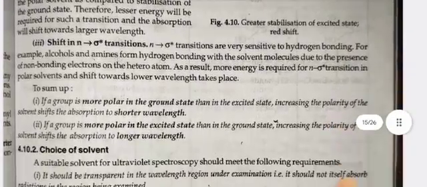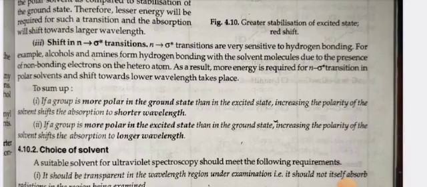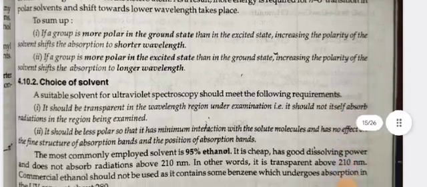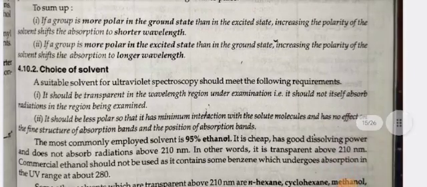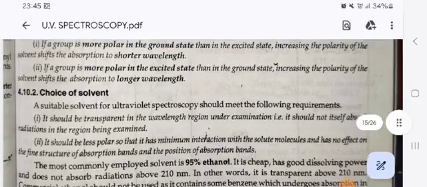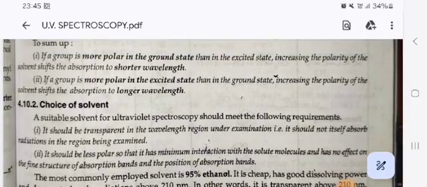Shift in n to pi star transition. n to pi star transitions are very sensitive to hydrogen bonding. For example, alcohols and amines form hydrogen bonds with the solvent molecules due to the presence of non-bonding electrons on the heteroatom. As a result, more energy is required for the n to pi star transition in the polar solvent, and a shift towards lower wavelength takes place. To sum up, if a group is non-polar in the excited state, then increasing the polarity of the solvent shifts the absorption to shorter wavelength. If a group is more polar in the excited state than the ground state, then increasing the polarity of the solvent shifts the absorption to longer wavelength.